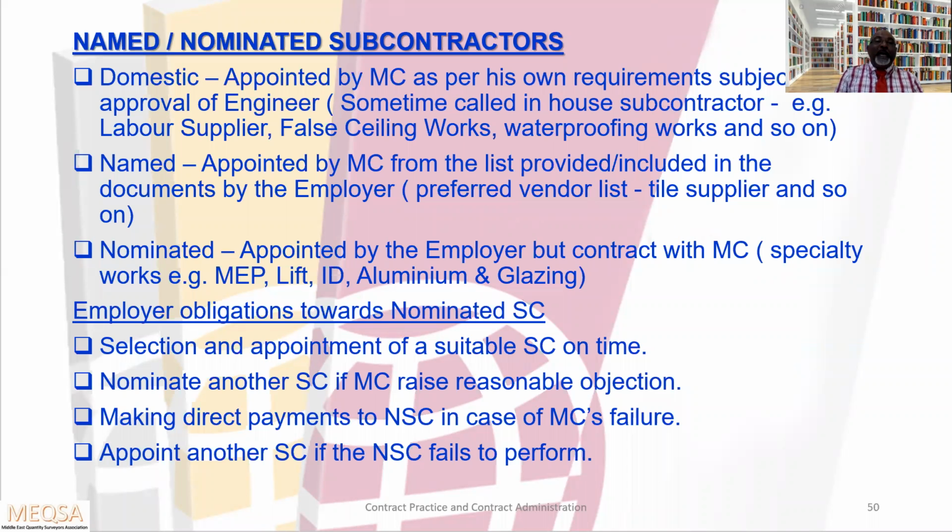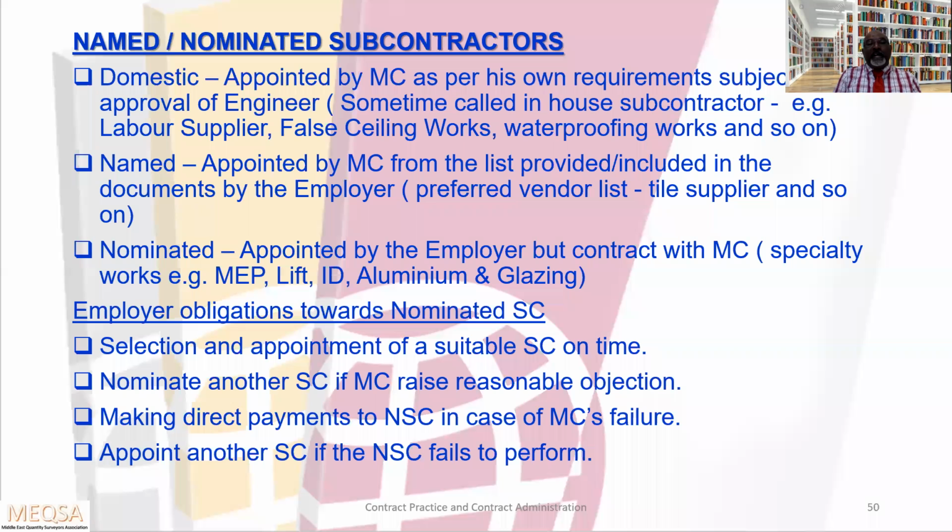The other one is the nominated subcontractor. This is appointed by the employer but contracts with the main contractor for specialty works. Examples: MEP works, lift works, ID works, aluminum and glazing, landscaping, swimming pool works. These are specialty and specialized works. So the employer will appoint the nominated contractor and the main contractor will have the contract with that nominated contractor. Once he contracts with that contractor, automatically he becomes a nominated contractor.